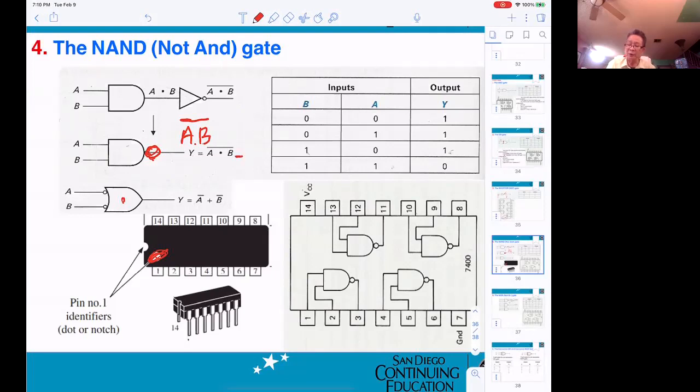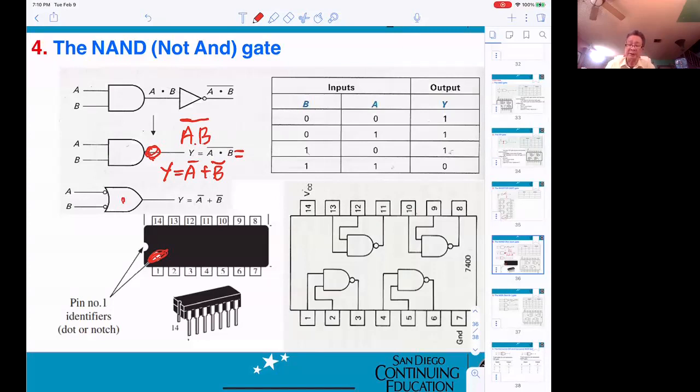But this equation is hard to understand. I want you to make sure you understand this thing. I want to break the bar. So y equals what? Not A or not B. That is De Morgan's law.